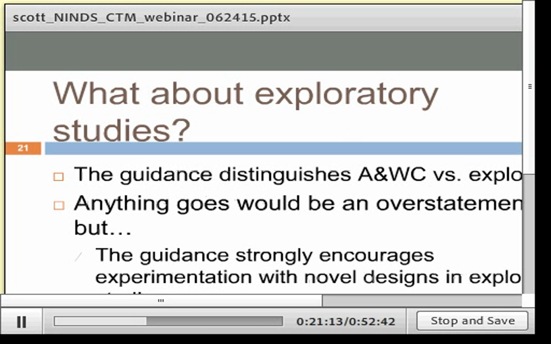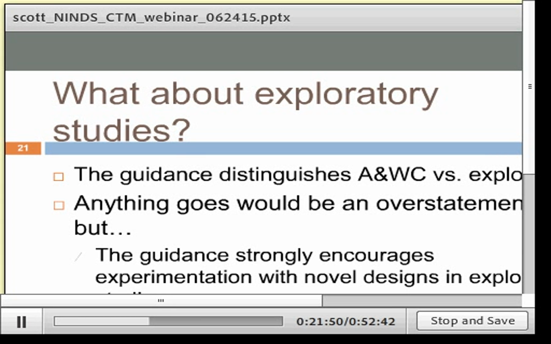In terms of exploratory studies, the guidance talks about the difference between adequate and well-controlled and exploratory studies. And while it doesn't say you can do whatever you want in an exploratory study, it does strongly encourage experimentation with adaptive and other novel designs in exploratory studies. And a couple examples of adaptive design methodologies that we see fairly frequently in earlier phase studies are CRM designs for dose finding in phase 1 and selection designs for dose selection in phase 2.